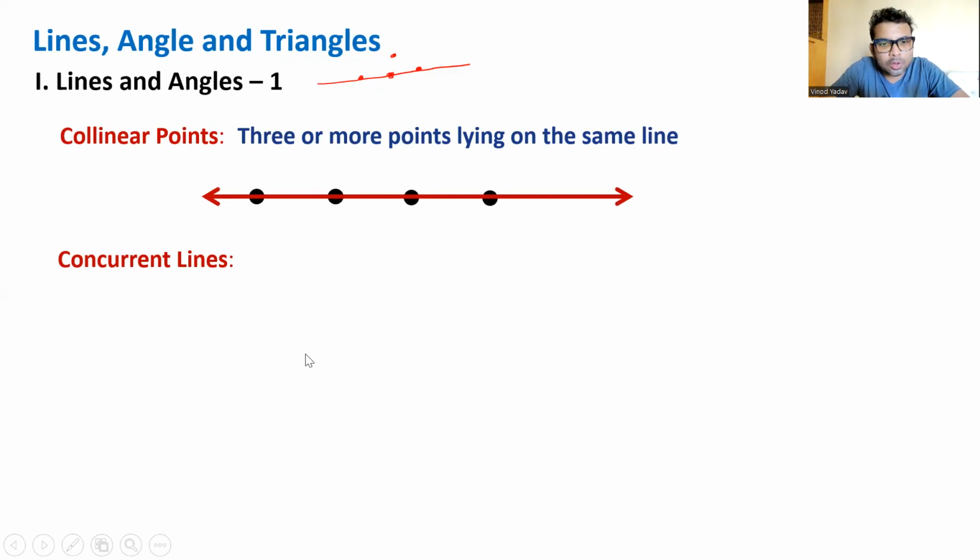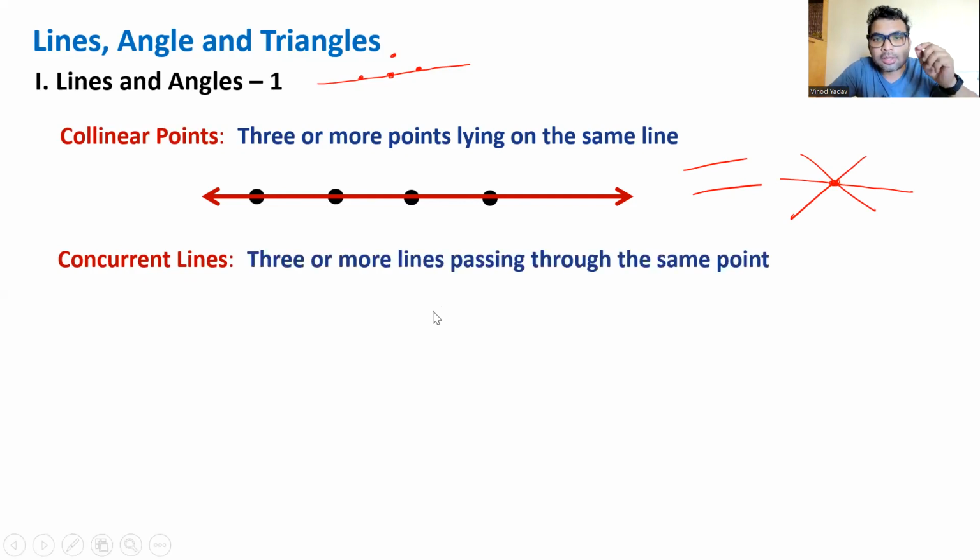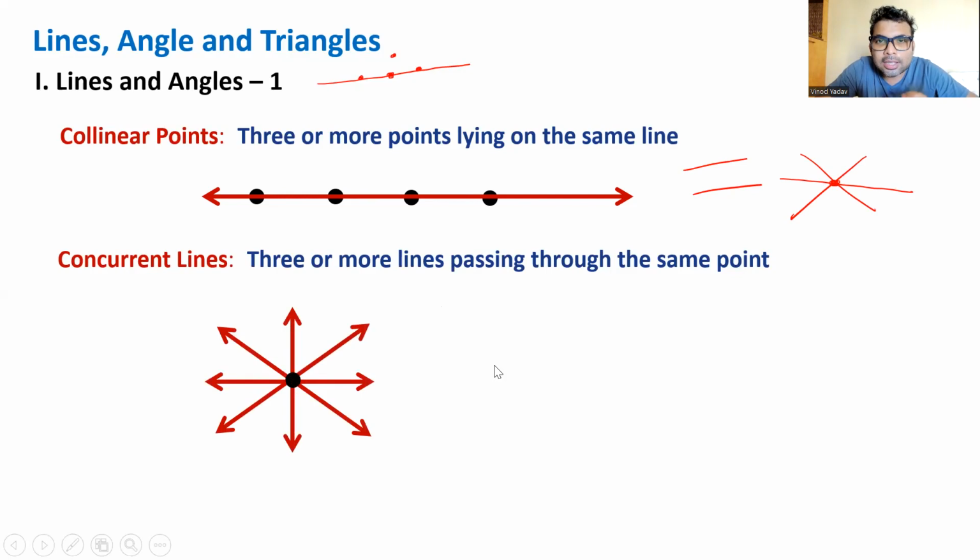Now concurrent lines. With respect to two lines in a plane, there are two choices. Either they won't intersect, so they'll be parallel, or they will intersect. If they intersect, they will intersect at one point only. If the third line also passes through the same point, then we say that these three lines are concurrent. That is why the definition goes like this: three or more lines passing through the same point. These are concurrent lines and that point is called the point of concurrence.